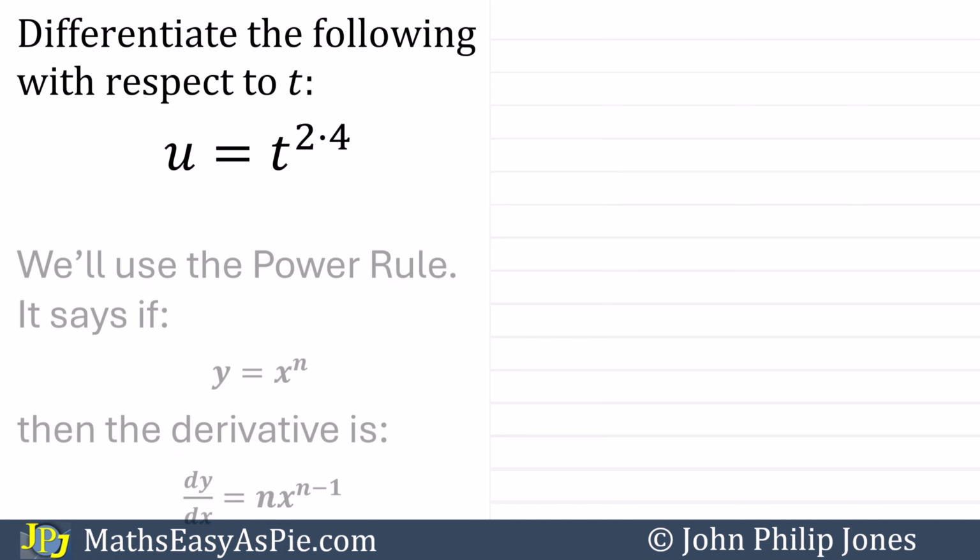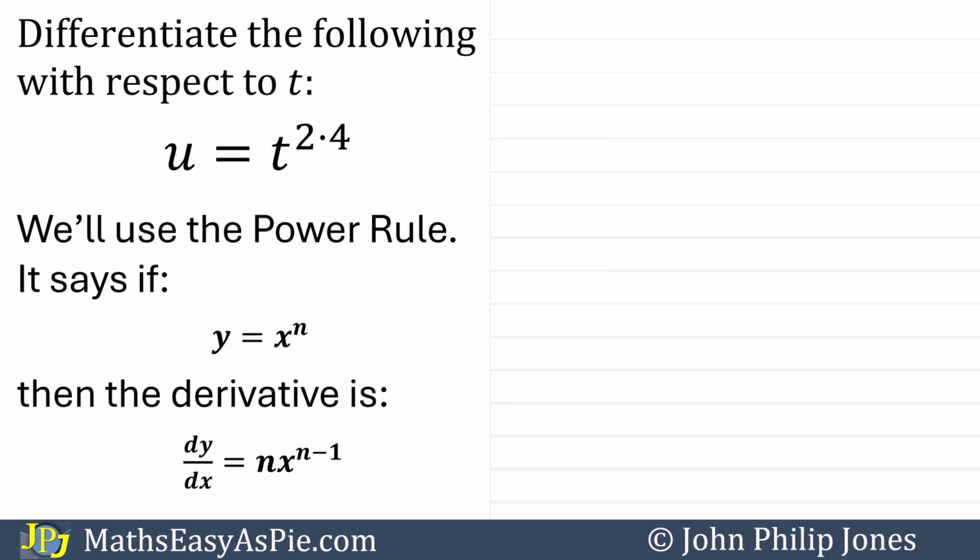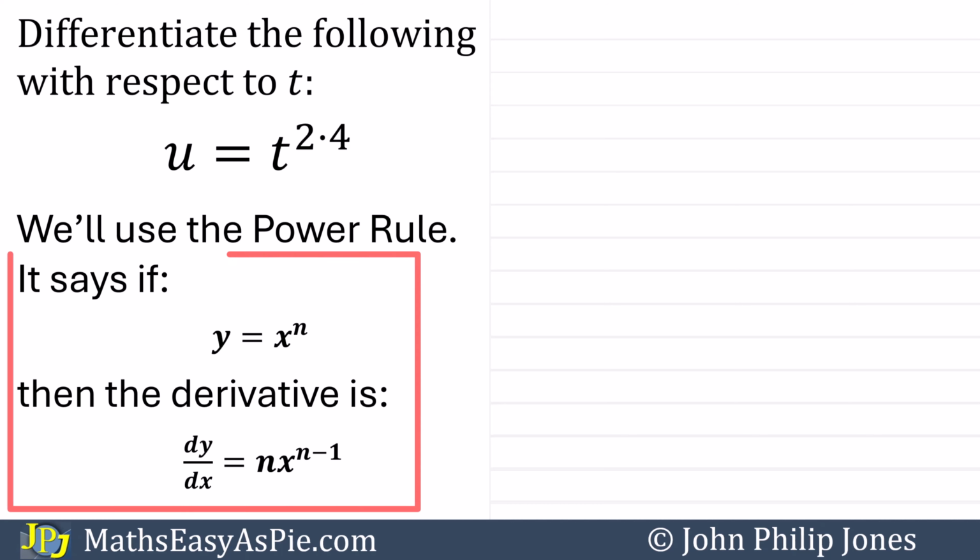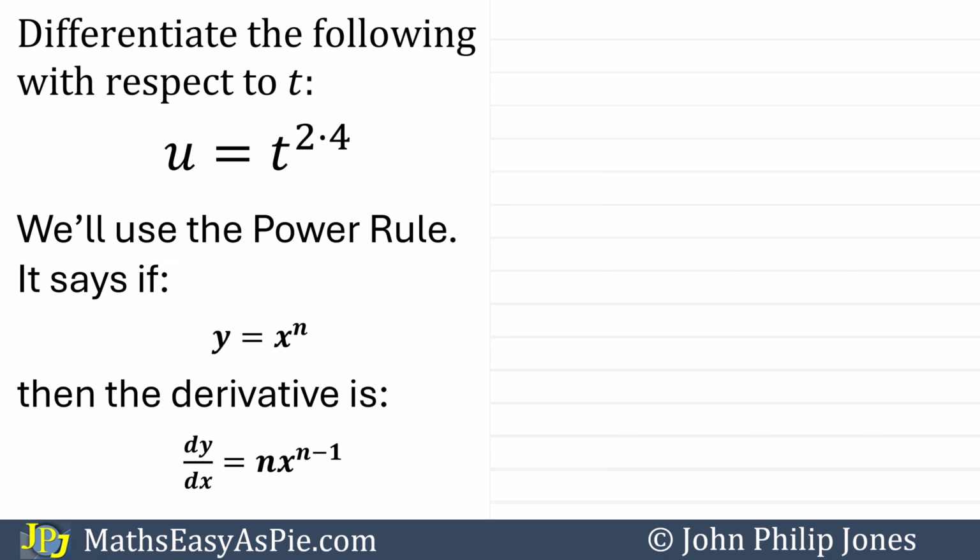Differentiate the following with respect to t. u equals t to the power 2.4. We'll use the power rule, which we've discussed before, so I'll just place it here for your observation. We have u equals t to the power 2.4.